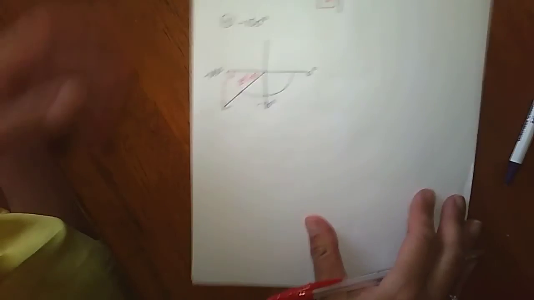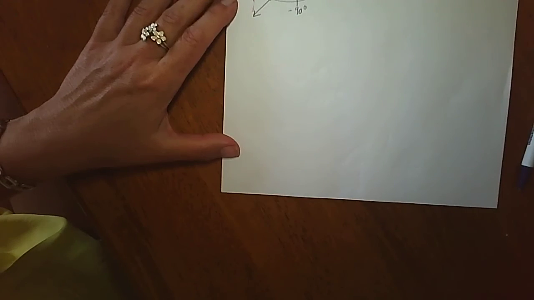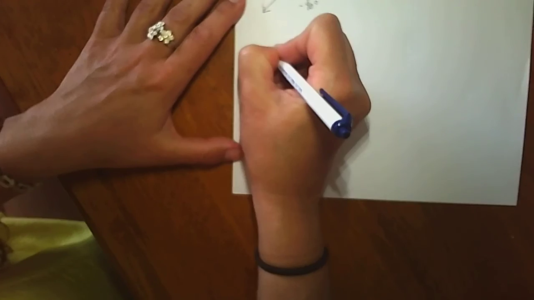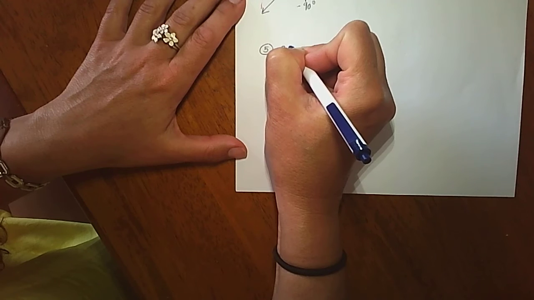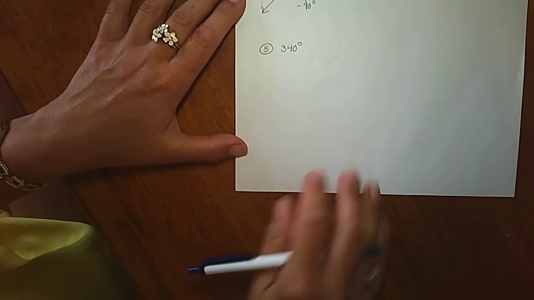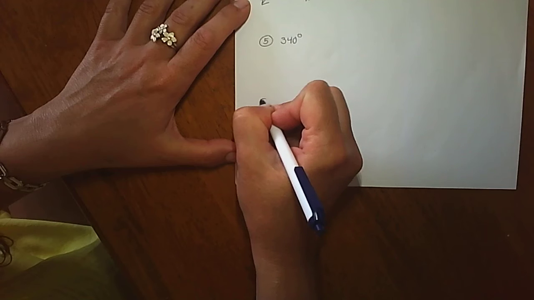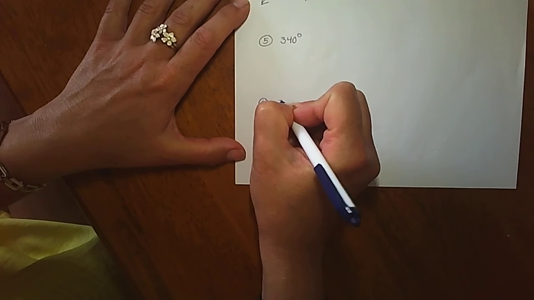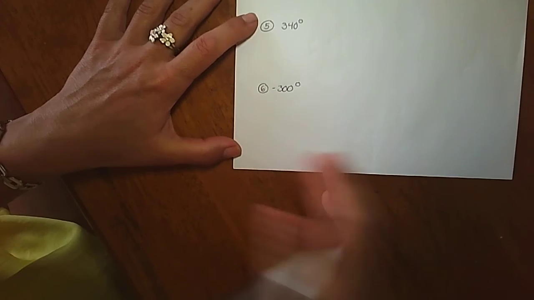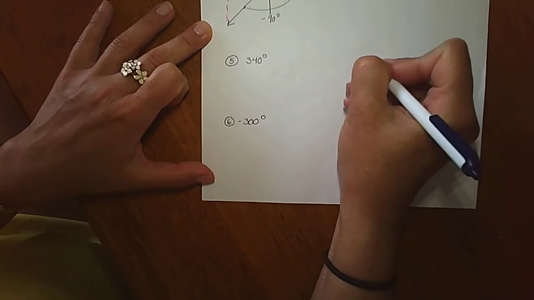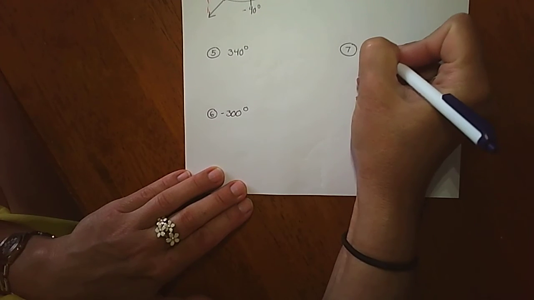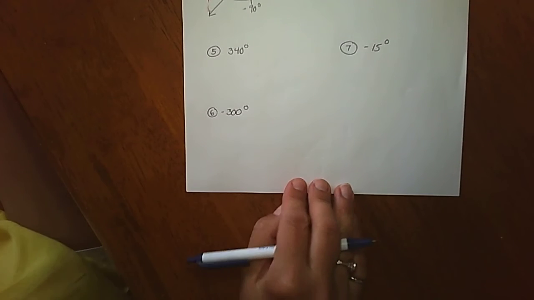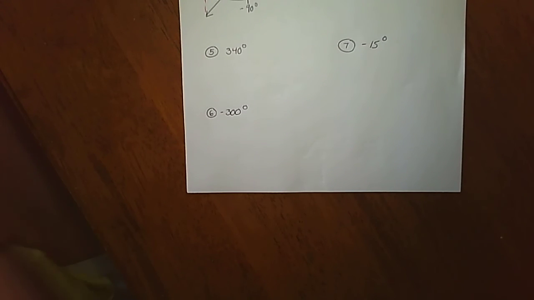All right, so let's try 2 or 3 more. So what if I give you, let's do 380 degrees. If I give you negative 300, then I'll put a number 7 over here somewhere. Let's see, let's find another little one. Let's do negative 15 degrees. All right, give these 3 a try. Why don't you pause me and see if we can come up with these 3 answers.